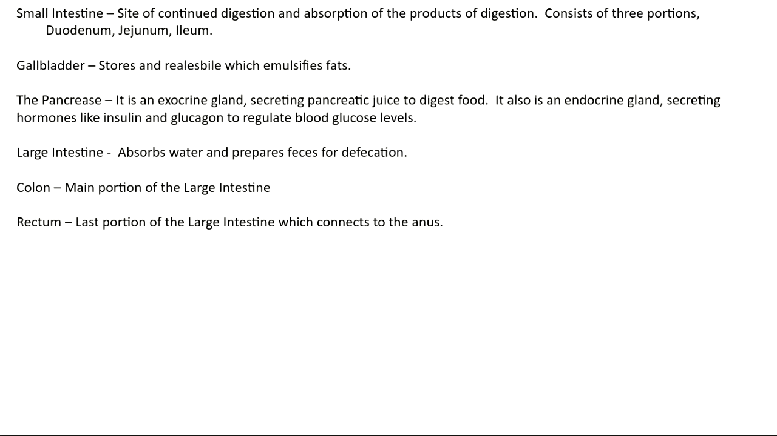And then there's the middle portion with the jejunum and then the ileum. Don't have to really know these two. It's just I should ask you to remember that duodenum. Okay, I am asking you to remember that.